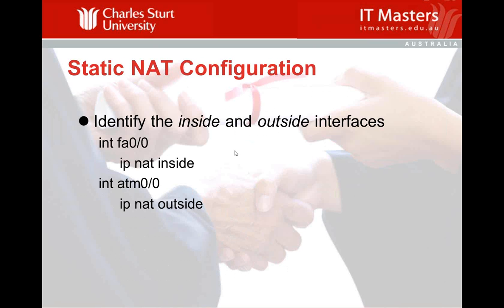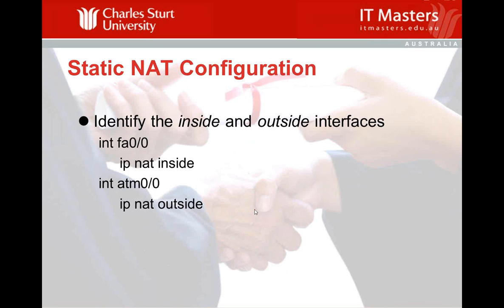Okay. So static NAT configuration. We need to identify which interfaces are inside and which interfaces are outside. Okay. So we have our commands interface FA0/0 or whatever interface it is, IP NAT inside. So that automatically tells the router now that this interface is to be considered the inside interface from a NAT perspective. Okay, so we're expecting, in general, private IP addresses on this side, but it doesn't have to be, as we've seen. And then interface ATM0/0, IP NAT outside.